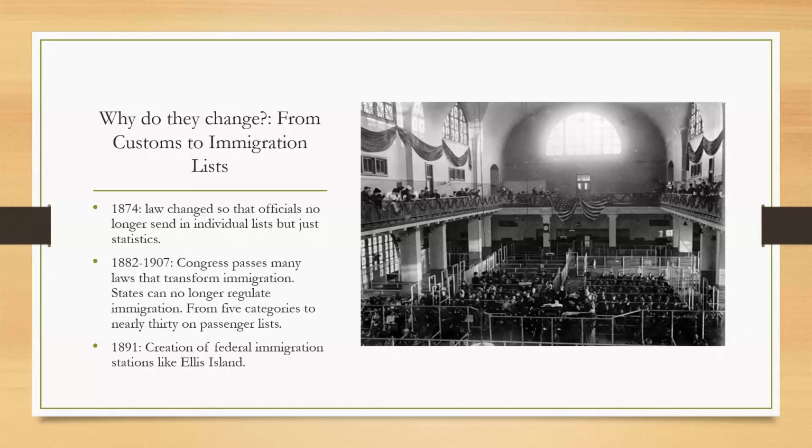The amount of categories required on the passenger list begins to expand very rapidly until by about 1907, you have over 30 categories that have to be recorded. The final death of the customs passenger list comes in 1891, where Congress creates federal immigration stations, most famously, of course, Ellis Island in New York Harbor. And they start to take over this process as opposed to leaving it up to the customs departments.